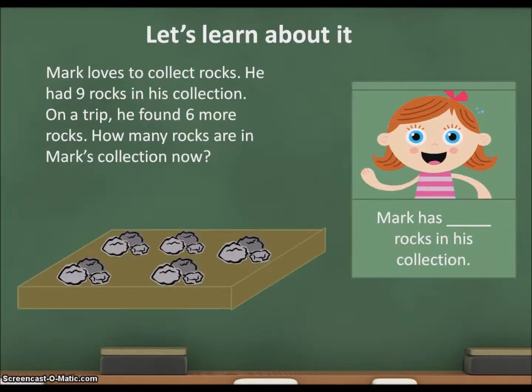So we need to know that he already has 9 rocks in his collection, as explained here. Then we need to know that he found 6 more. Check over the problem and be sure you have found all the important information. Once you are sure, you can begin to create your model.